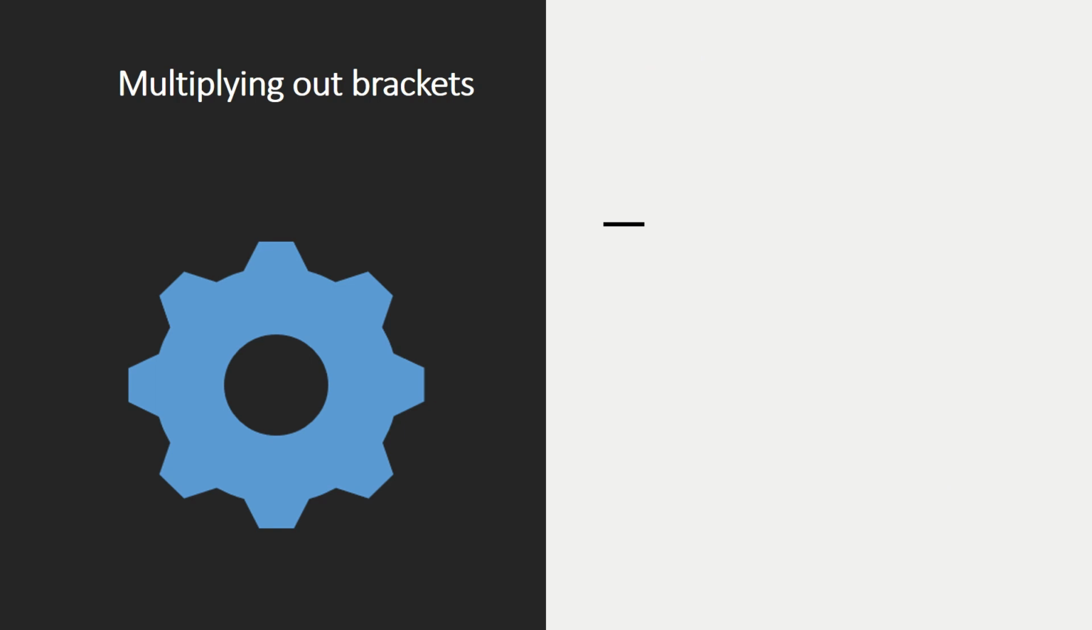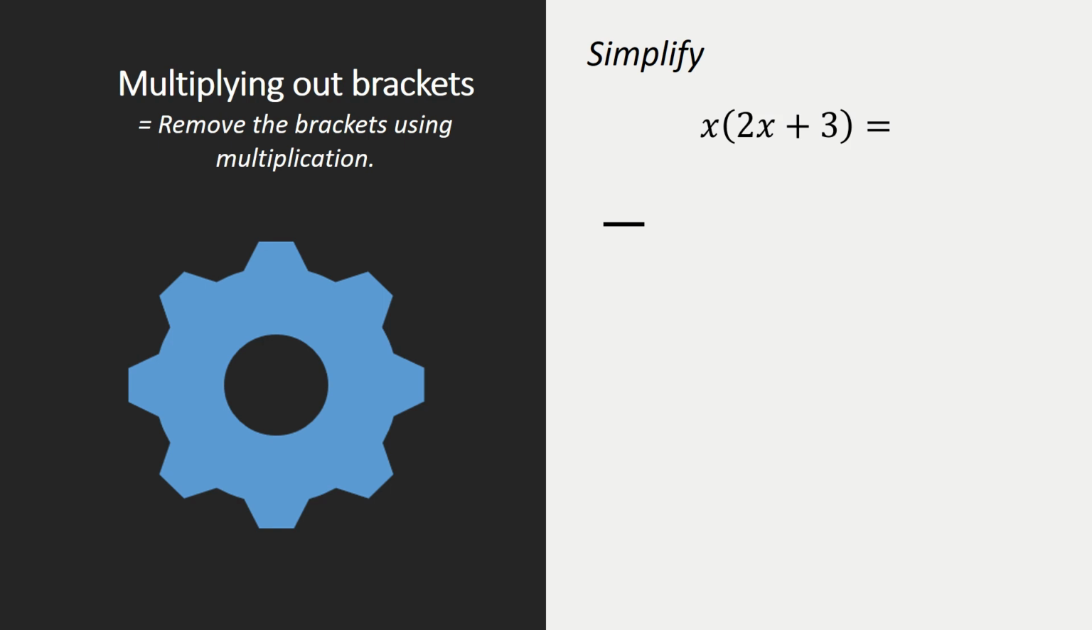Alright, so let's have a look at multiplying out brackets. We're only going to use one bracket in this paragraph. So we need to remove the brackets using multiplication. So simplify x times 2x plus 3. Remember that over there was a little multiplication sign, an invisible one.